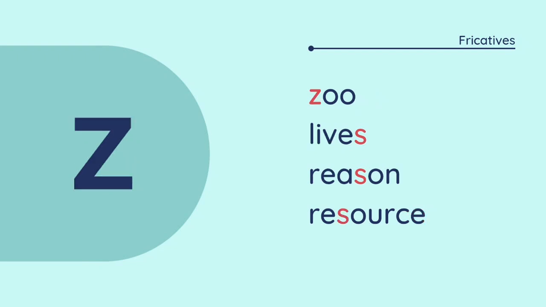Then we have consonant z. Observe the vibrating nature of the sound. Z, z, z. The examples are zoo, leaves, reason, resource.